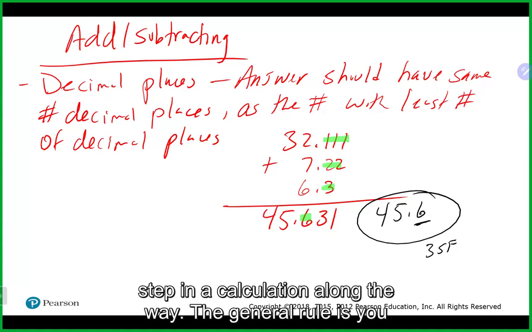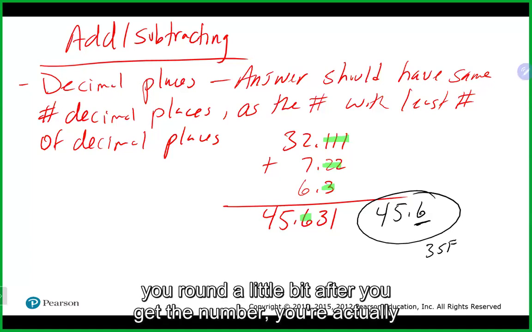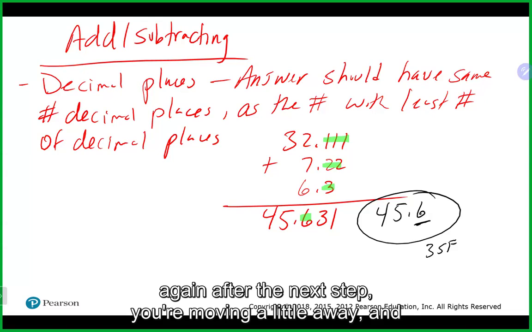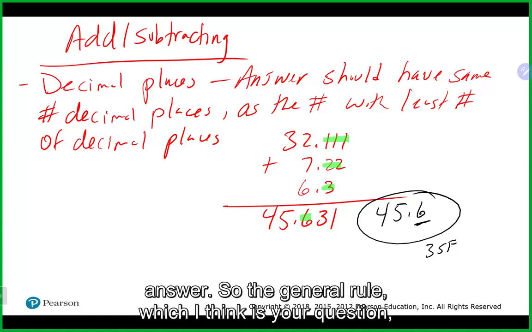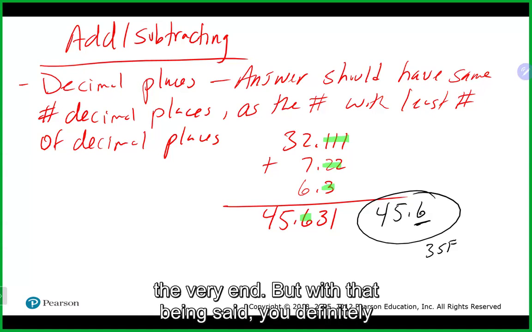The general rule is you really should avoid rounding until the very end, because every time you round a little bit after you get the number, you're moving yourself away from the right answer. Then you round again after the next step, you're moving a little further away, and you may find yourself very far away from the correct answer. So you really want to avoid rounding too much until the very end.